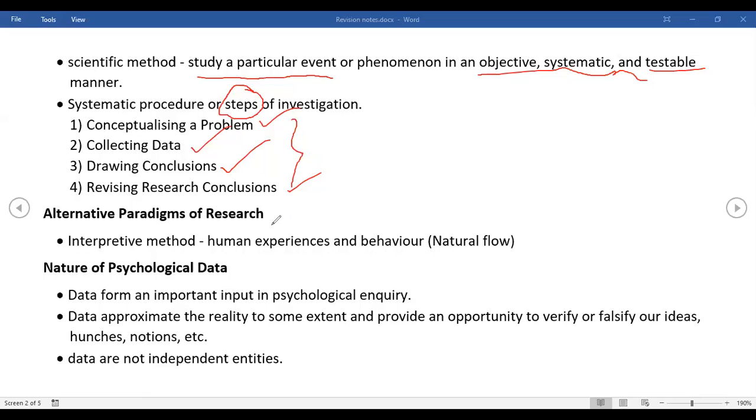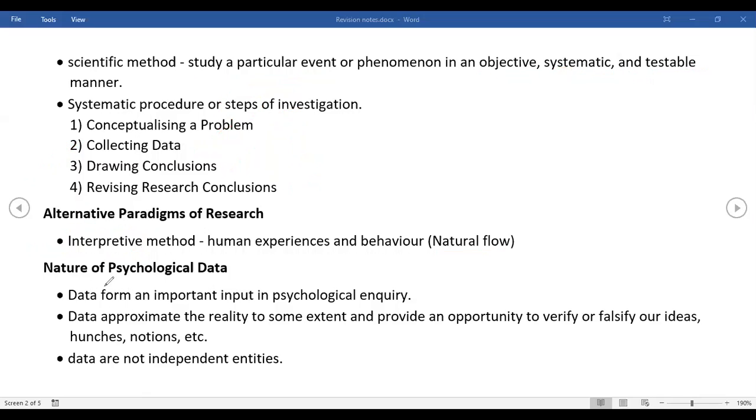Okay, next, alternative paradigms of research. One is the scientific method, next is the alternative paradigm. In the alternative paradigm, the method used is the interpretive method, which is like naturalistic observation. We have seen these things earlier. Psychology as a natural science, the overt behavior is observed, particularly overt behavior in natural observation. If you see the textbook, you can revise every point.